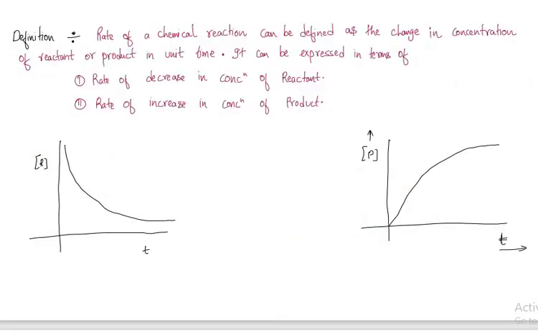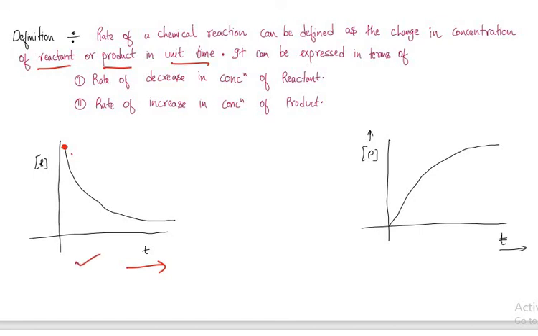Now coming to the definition of the rate of a chemical reaction. It can be defined as the change in concentration of reactant or product, either reactant or product, in unit time. When we talk about the reactant, at the initial time the concentration of reactant is high. As the reaction happens, the concentration of reactant becomes less as time passes. So you can see the graph is going downwards.